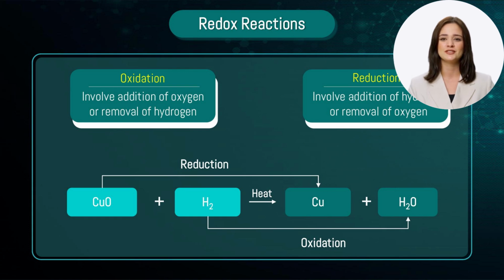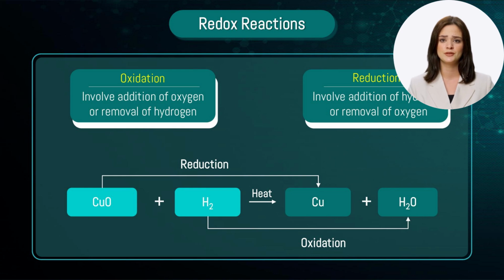Let us now understand redox reactions. The term redox stands for reduction and oxidation, two processes that occur together in a reaction. Oxidation involves the addition of oxygen or the removal of hydrogen. On the other hand, reduction involves the addition of hydrogen or the removal of oxygen.